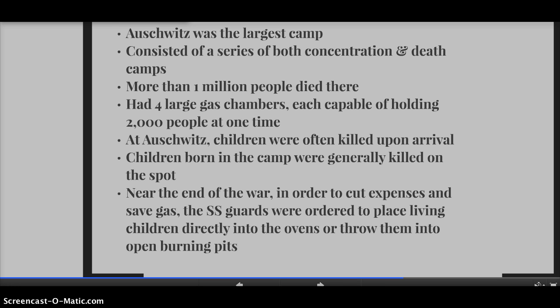In order to cut expenses and save gas, the SS guards were ordered to place living children directly into the ovens or throw them into open burning pits. This happened frequently. This happened with people who were working. They forced people to kill fellow inmates by pushing them into burning pits that they were using to dispose of the bodies. Once the bodies had been disposed of, they disposed of you as well. So this is a really, really dark place and had a lot of terrible things going on.